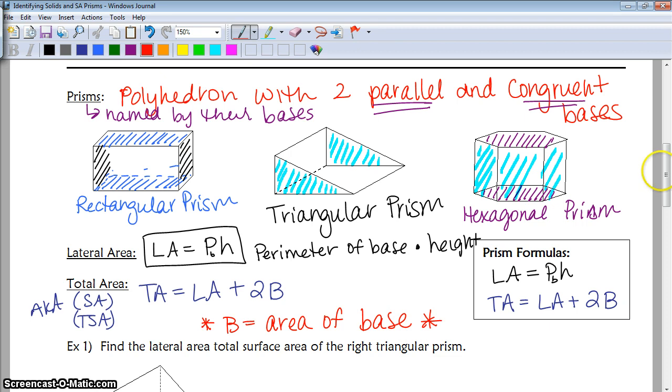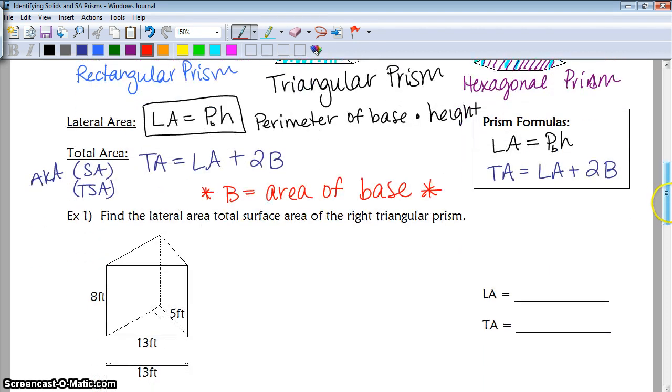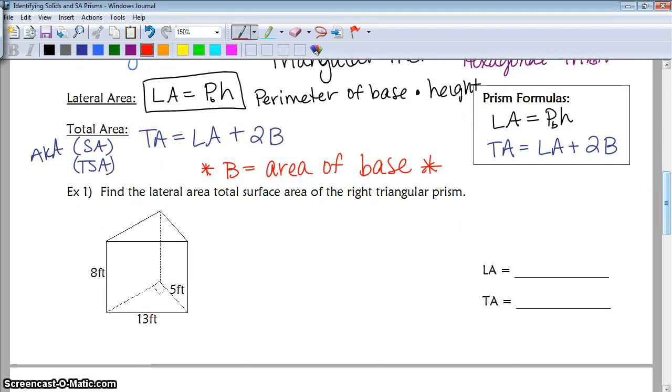So let's go ahead and look at an example. Okay. In this first example problem, it says find the lateral area and the total surface area of the right triangular prism. The word right, they're just telling you that it's standing upright. That's essentially what they're trying to tell you with that word, right triangular prism. It has nothing to do with the actual triangle itself. It's just telling you that the bases are parallel. So the bases here are the triangles.